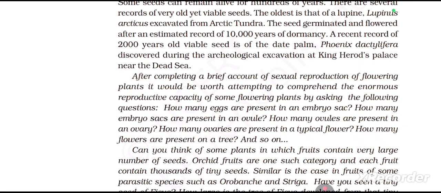After completing a brief account of sexual reproduction of flowering plants, it would be worth attempting to comprehend the enormous reproductive capacity of some flowering plants by asking the following questions: how many eggs are present in an embryo sac? How many embryo sacs are present in an ovule? How many ovules are present in an ovary? How many ovaries are present in a typical flower? How many flowers are present on a tree? And so on. Can you think of some plants in which fruits contain very large number of seeds?